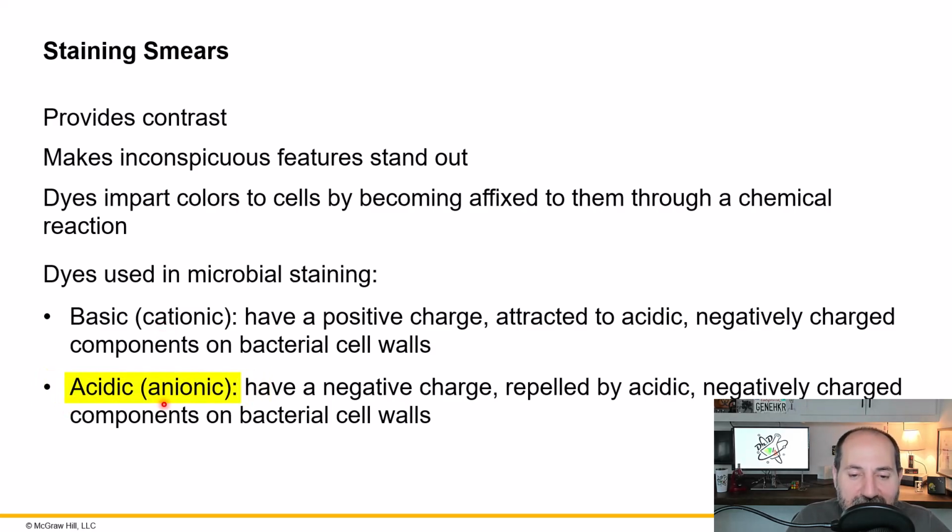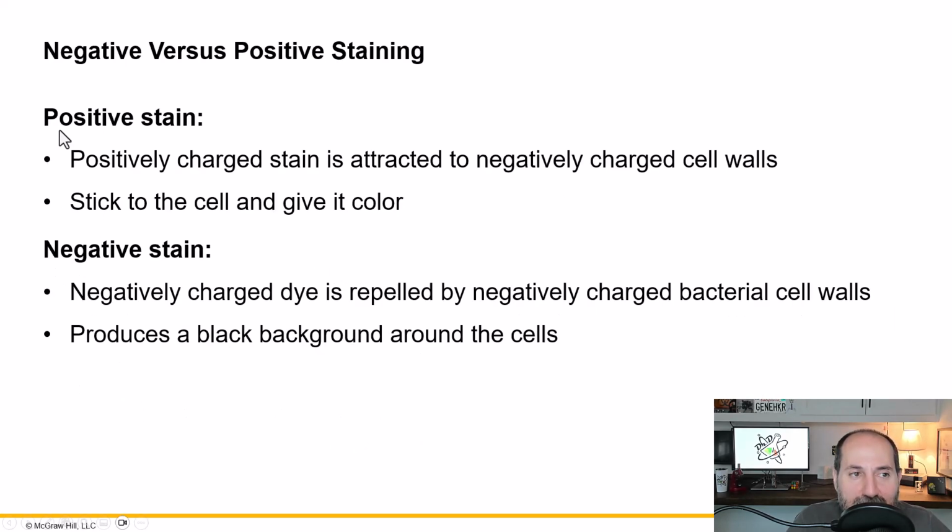However, acidic or anionic dyes stain the background. Remember, they stain the glass slide. They are good for negative staining. So acidic, anionic dyes have a negative charge. They're repelled by acidic, negatively charged components of the bacterial cell walls. So these stains do not stain the cell. Instead, they stain the background for negative staining techniques. So again, positive stain uses basic dyes that stain the cell. Negative stain uses acidic dyes that stain the background.